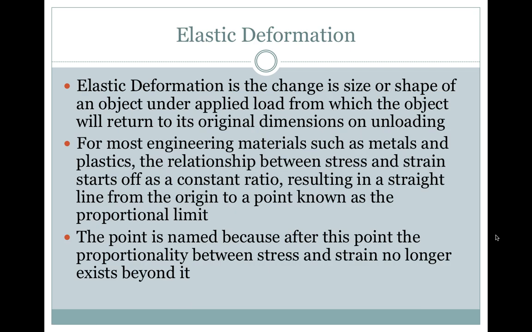Elastic deformation. Elastic deformation is the change of size or shape of an object under applied load from which the object will return to its original dimensions on unloading. For most engineering materials, such as metals and plastics, the relationship between stress and strain starts off as a constant ratio, resulting in a straight line from the origin to a point known as the proportional limit. The point is named because, after this, the proportionality between stress and strain no longer exists beyond it.